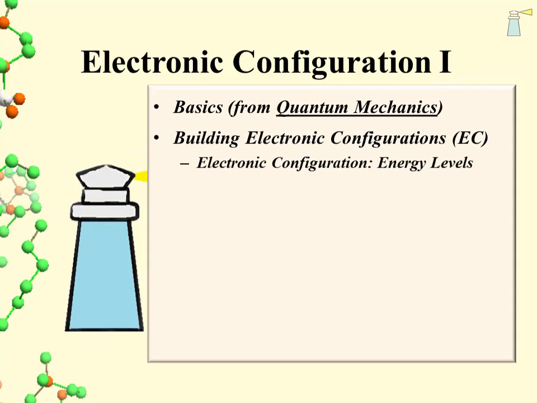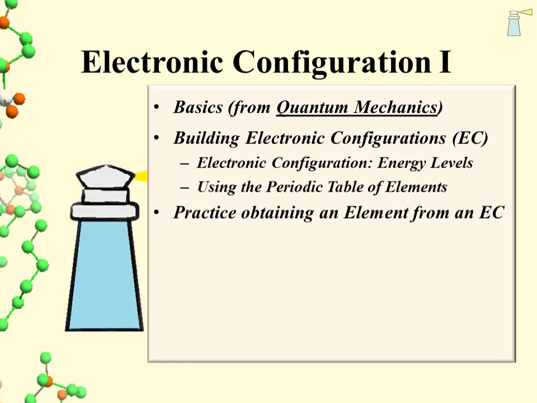The building begins at the topic selection, Electronic Configuration Energy Levels. This is the first of two procedures for producing electronic configurations, EC. The second procedure requires the use of the periodic table of elements. From there, we will reverse the process and practice obtaining an element or atom from an electronic configuration.